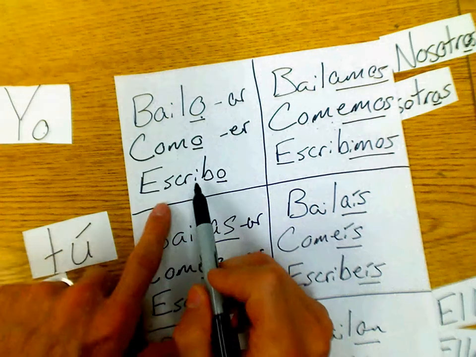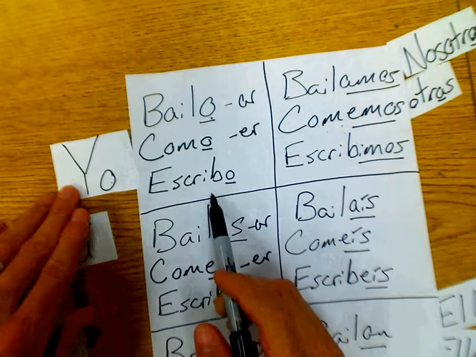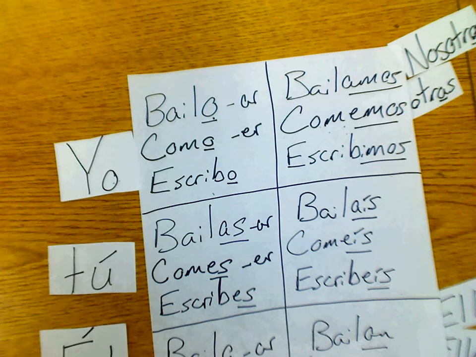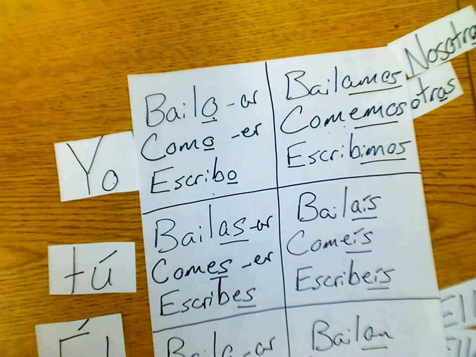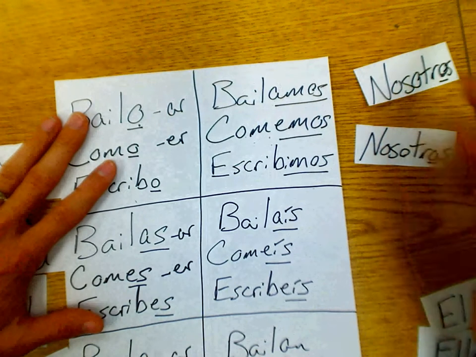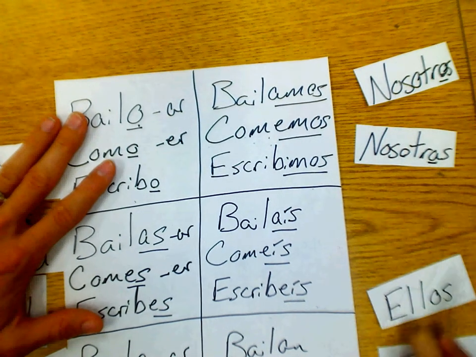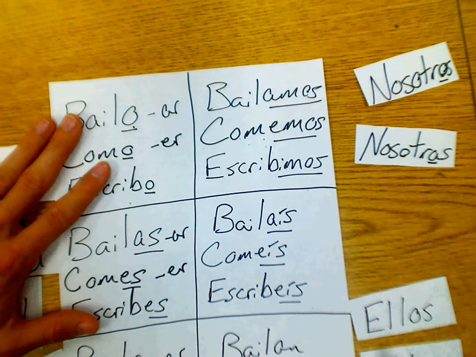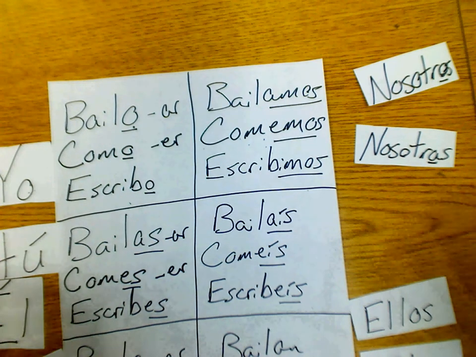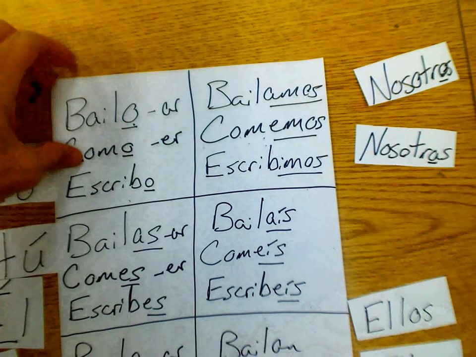Escribir means to write. So, yo escribo, I write. Tú escribes, you write. Él escribe, he writes. Ella escribe, she writes. Usted escribe, you write. We write. And here, they write. Or you plural, y'all write. So let's do a little bit of practice together, and then you're going to try to do some on your own. Okay.